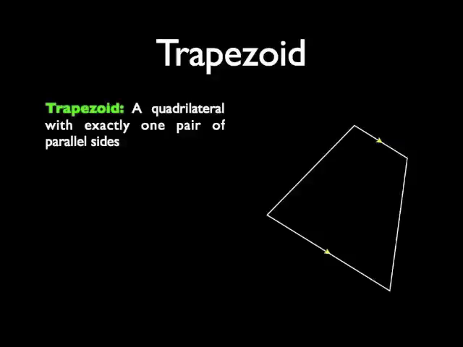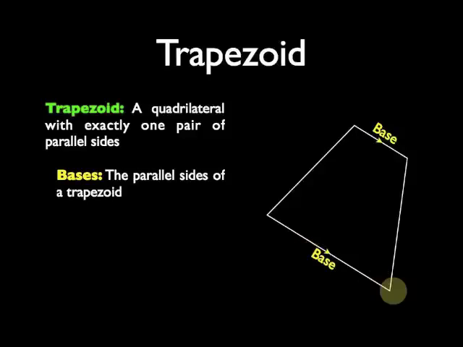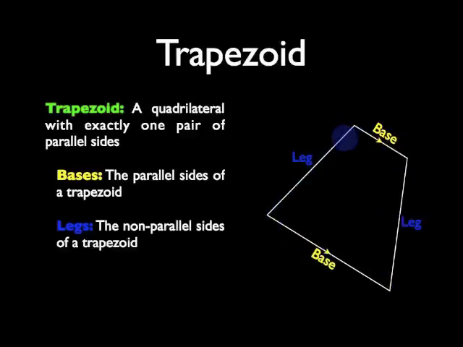A trapezoid is a quadrilateral with exactly one pair of parallel sides. This word exactly is extremely important. We call these parallel sides of a trapezoid the bases. So every trapezoid has exactly two bases. The two sides that are not parallel we call legs. Do you get the idea that there are a lot of different meanings to legs?